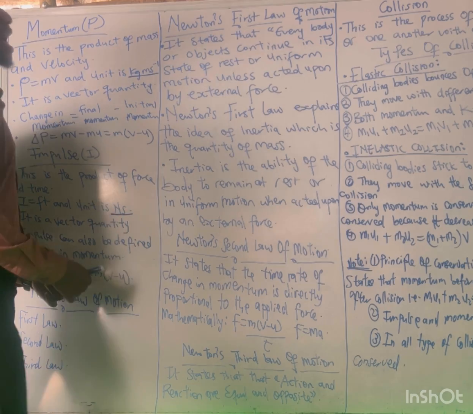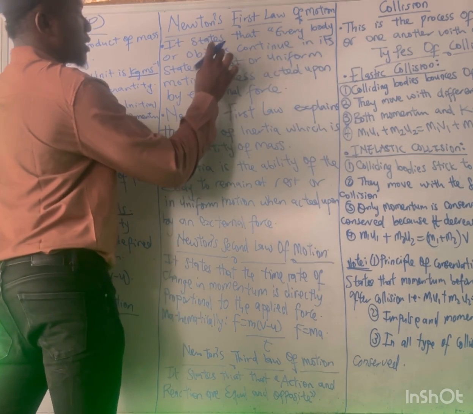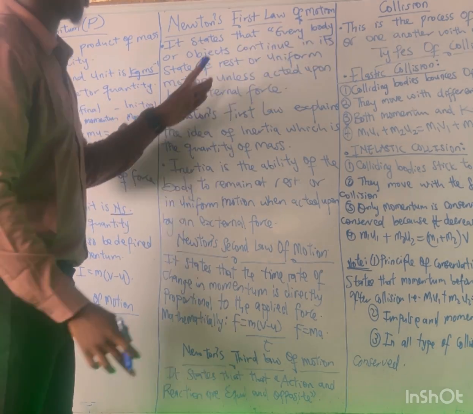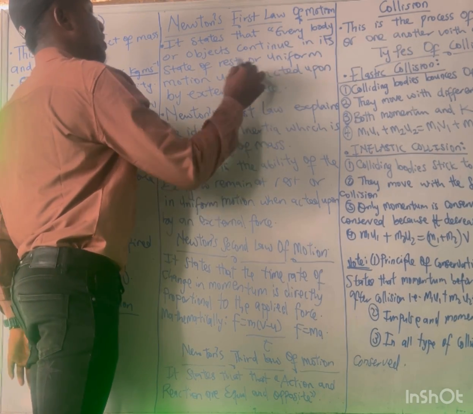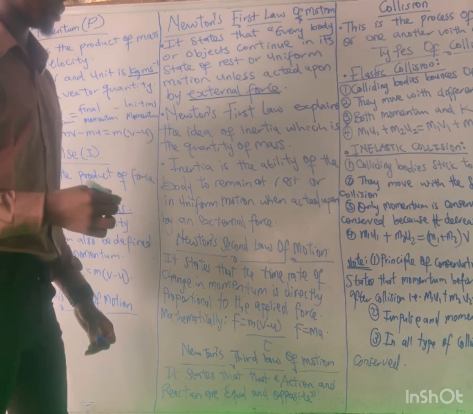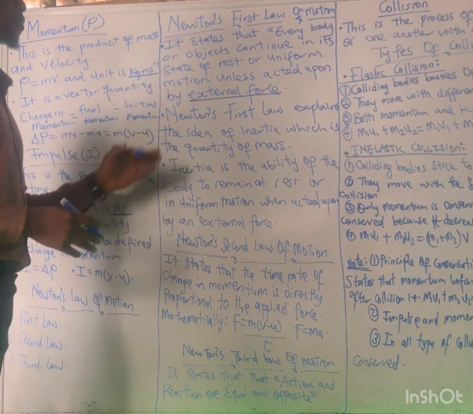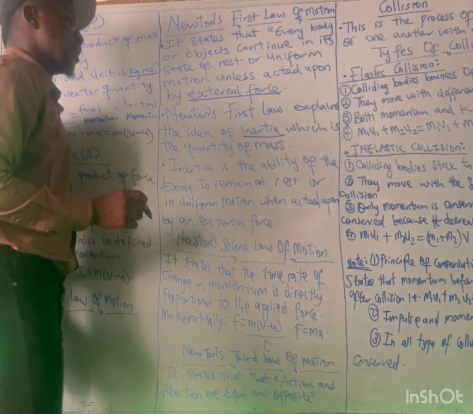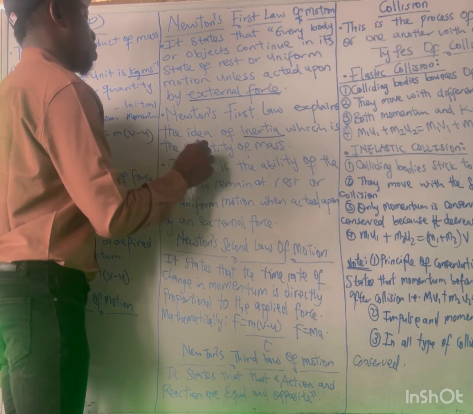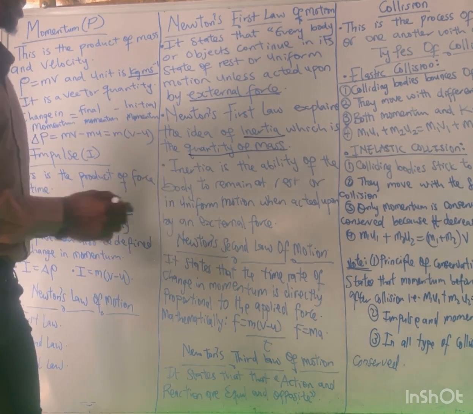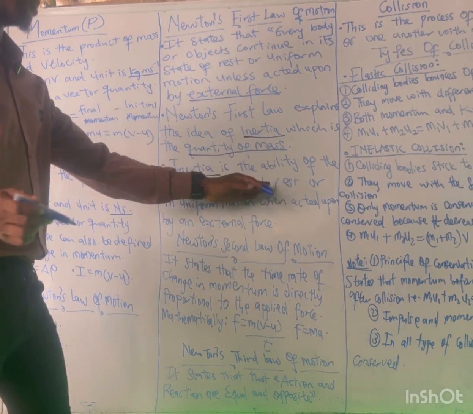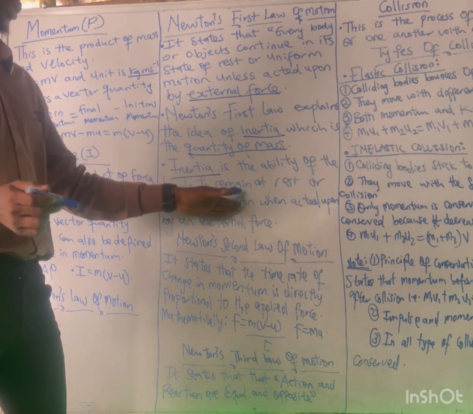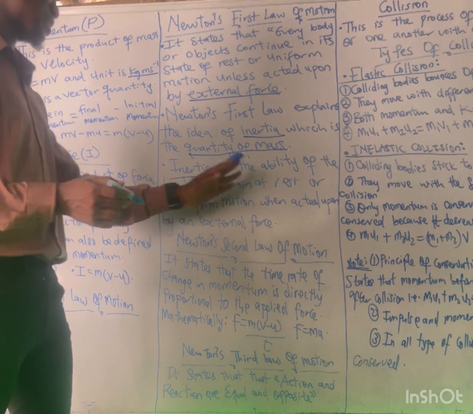It states that every body or object continues in a state of rest or uniform motion unless acted upon by an external force. So Newton's first law of motion explains the idea of what? Inertia. And this inertia is the quantity of what? Mass. Inertia is defined as the ability of the body to remain at rest or in uniform motion when acted upon by an what? External force.